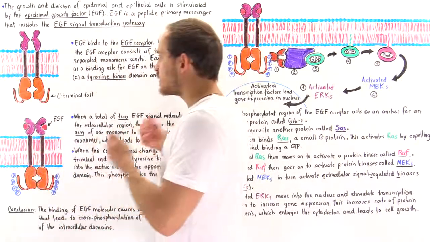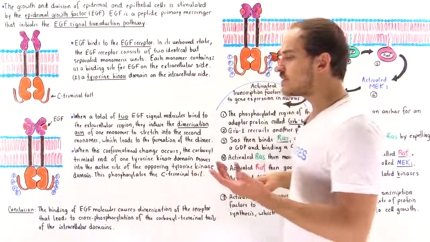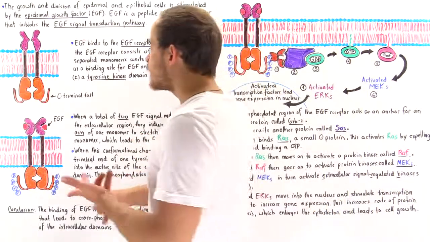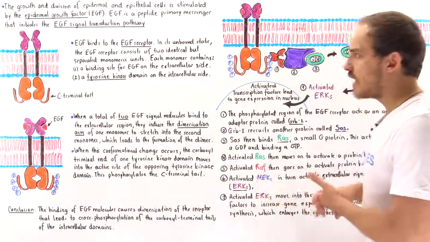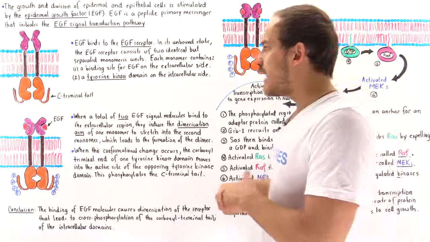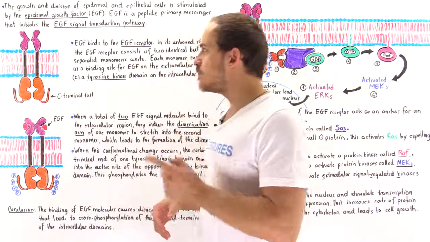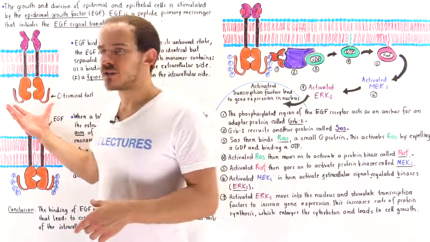So we see that this pathway stimulates the growth and division, so processes like cell proliferation, cell division, cell growth, cell differentiation of these epidermal and epithelial cells. So let's begin by focusing on the actual structure of that protein receptor that binds the EGF molecules. And this is basically what it looks like here.